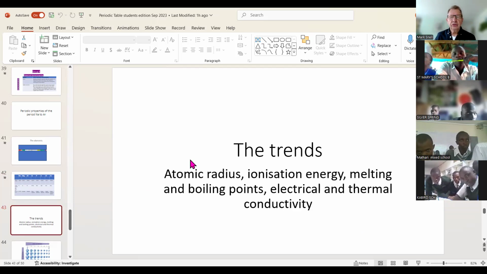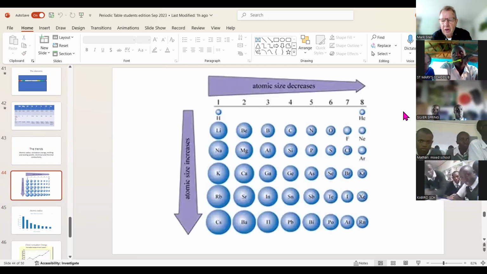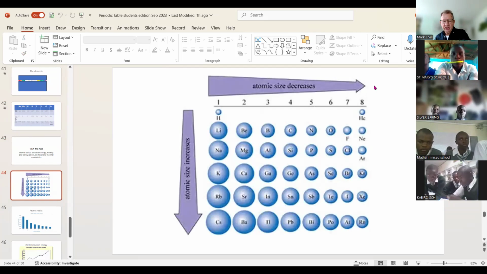Now, the trends you need to know about. Firstly, you need to know about the sizes of atoms as you go across the periodic table. Now, if you're going to write this down, can I suggest that you do this?